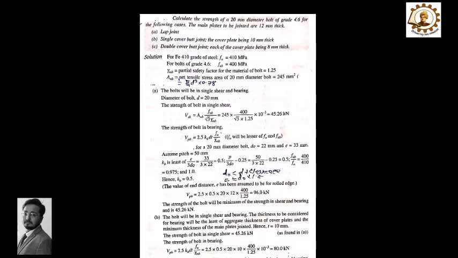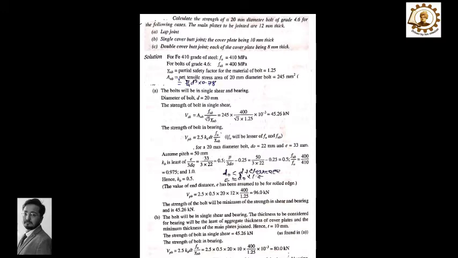That's why we don't have to consider the tension part. We have to consider only the shearing part and bearing part. For lap joint, single shear will occur. For single cover butt joint, single shear will occur, and bearing will occur in both cases. And for double cover butt joint, double shear will occur, and bearing occurs obviously.